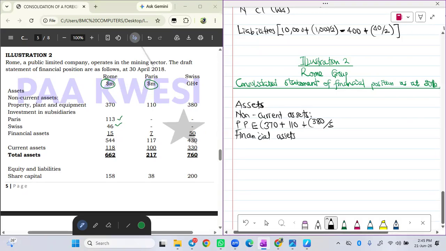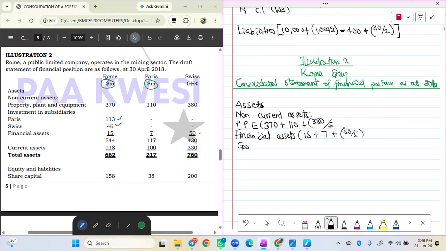Whenever they add investment in maybe a subsidiary and an associate, know that it won't pop up in the main consolidated statement of financial position account. So with the financial assets, 15 plus 7 plus the 50 was in cedis, so we translate it, 50 over 5. Don't close it. You don't know, maybe you have an additional item affecting financial assets. Then that is all for the assets.